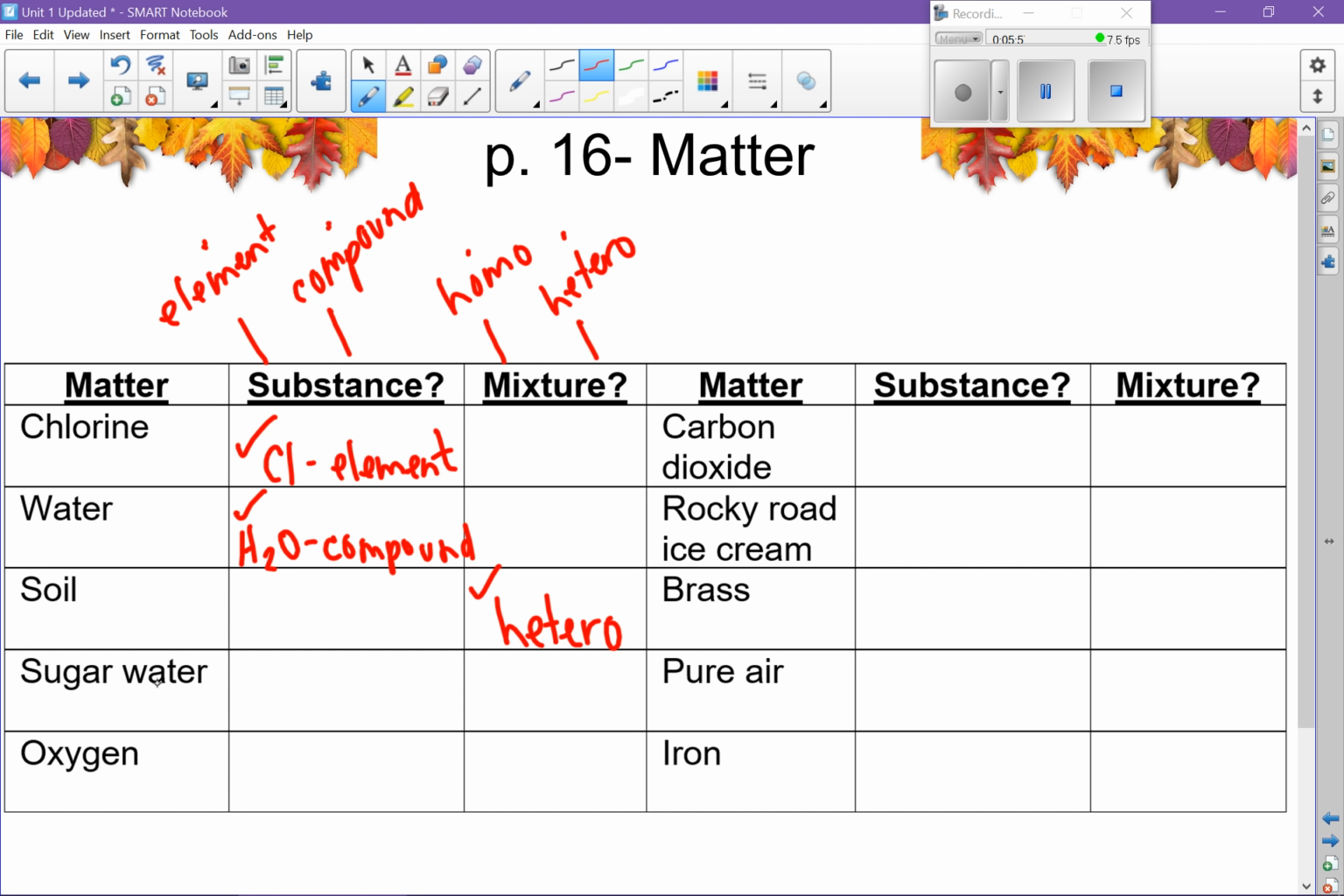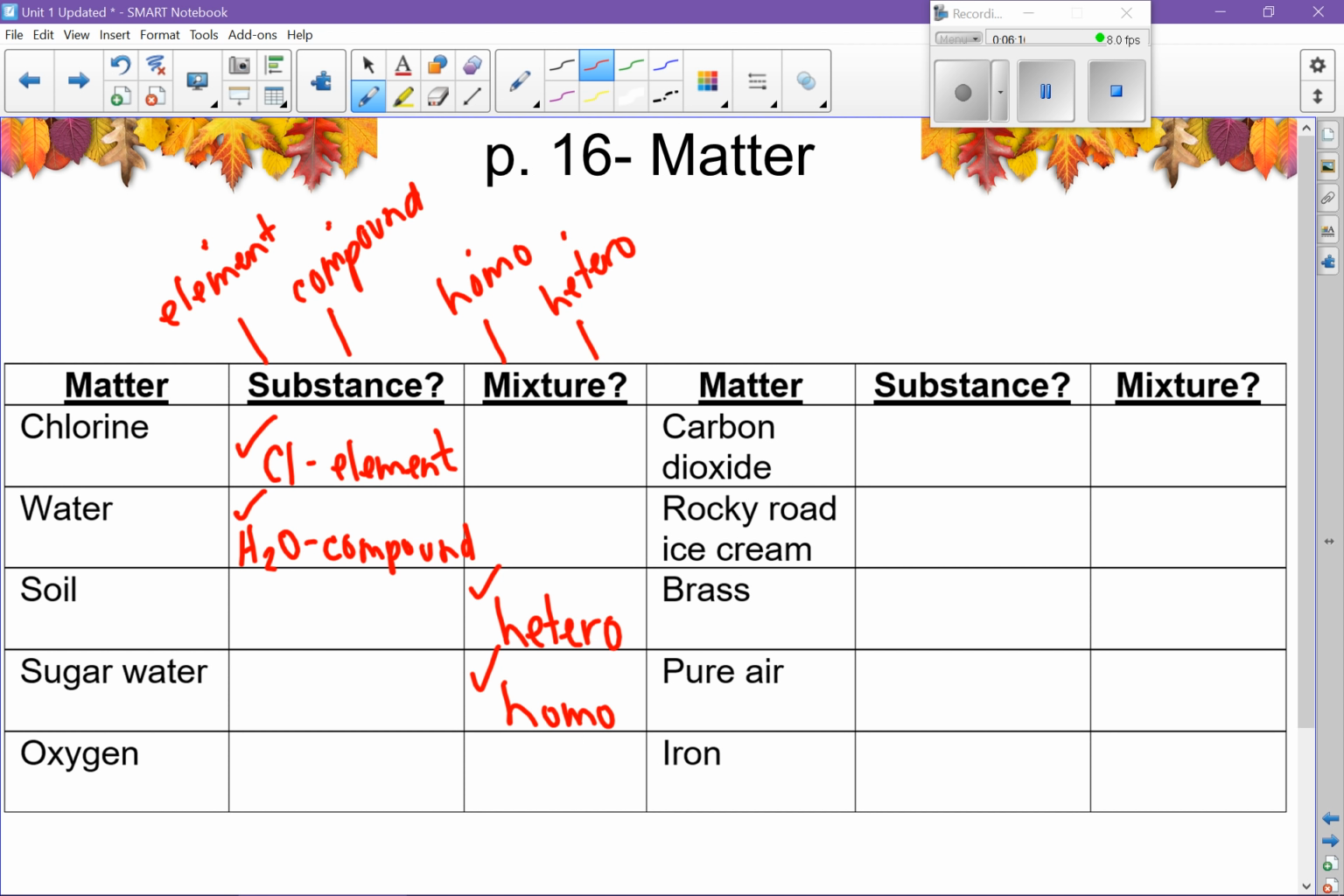Alright, so now we have water again, but this time there's sugar in it. So there's two things mixed together. But if you mixed sugar in water, it would dissolve, and it would all look the same. You wouldn't be able to see the sugar in there. That is a homogeneous mixture.